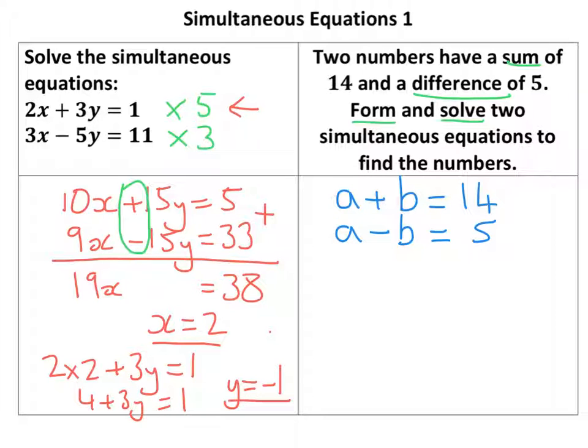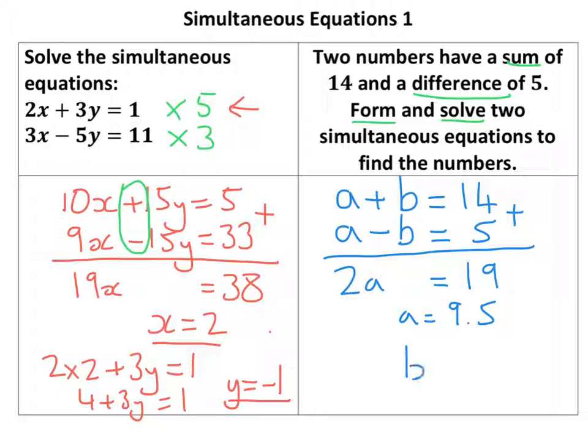Now I have the same amount of B's and A's, so what I'm going to do is get rid of the B's, it doesn't really matter. I'm going to get rid of the B's by adding. If I subtracted, I'd get rid of the A's, but either way it makes no difference. So if I add, I get 2A equals 19, A equals 9.5. Right, now I know therefore that B must be 4.5. Okay, because A plus B equals 14, 9.5 plus 4.5 equals 14.